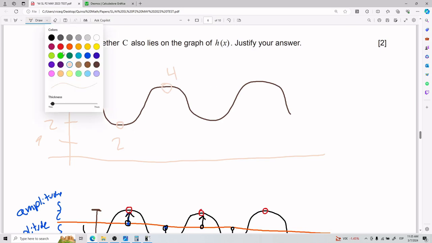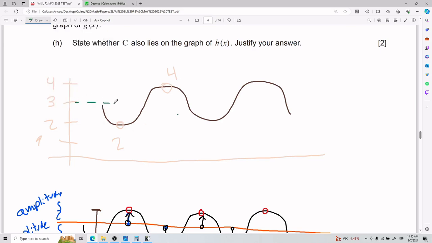Well, the amplitude is going to be from here to here, or from here to here. And so you can see very easily that from 2 to 3 is 1, from 3 to 4 is also 1. And so the amplitude is 1. Visually appealing, makes sense on the number line. I feel like you'd be convinced.